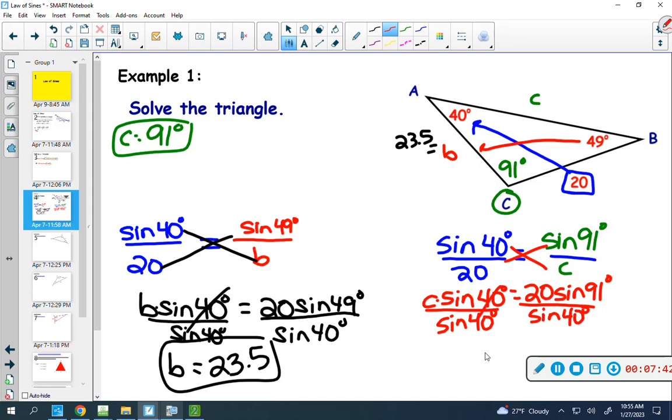Okay, type that in. Let me give you a minute to type it in and see what you get for C. Round to the tenth, because that's what you have to do in the homework. What do we get for C? 31.1. Thanks, Tyler. Perfect.